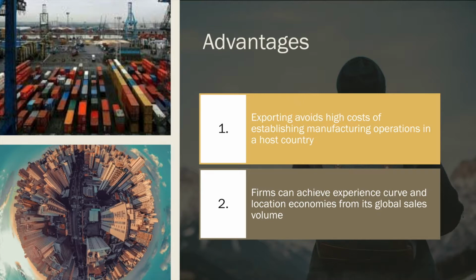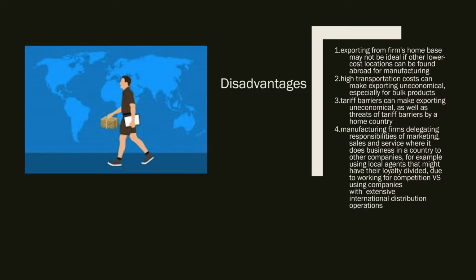Experience curve is the systematic reductions in production costs that have been observed to occur over the life of a product. And location economies are cost advantages from performing a value creation activity at the optimal location for that activity. All right, let's go on to the next slide here.